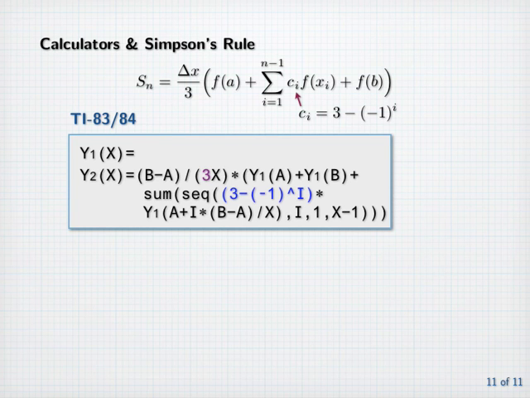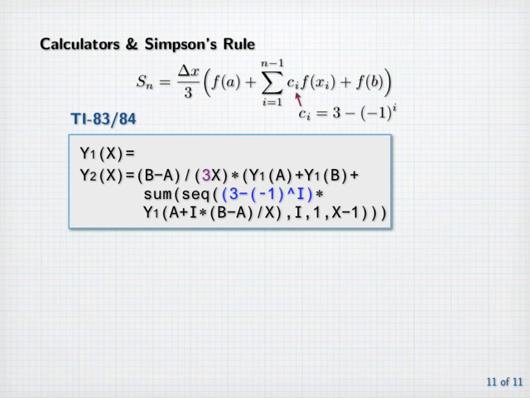Notice the coefficient 3 minus negative 1 to the ith power inside of the sequence function, multiplying y1 of a plus i delta x. And notice that the 0.5 times b minus a over x, or 0.5 delta x, has been replaced by 1/3 of delta x in the form of b minus a divided by 3 times x. And notice the necessary parentheses around the 3x there.